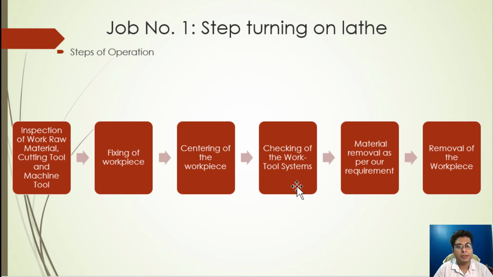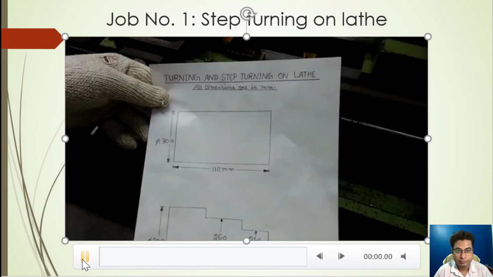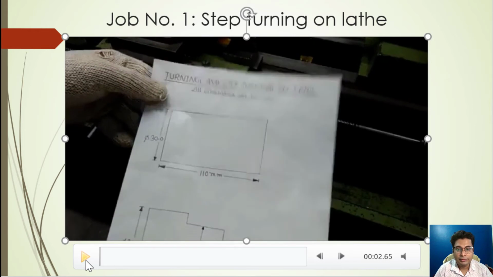After everything has been checked, we move to the main purpose, that is to remove material from the work surface to get the desired output. Then after that has been performed, we need to remove the workpiece from the chuck. It is very easy. Let us see how this step turning operation is performed. Generally we get a graphic sheet like this, where dimensions are given and you need to perform the specified task as per the diagram.